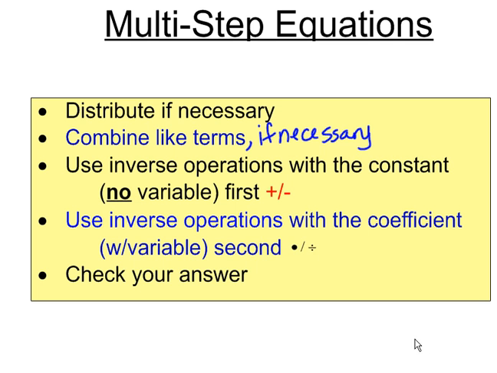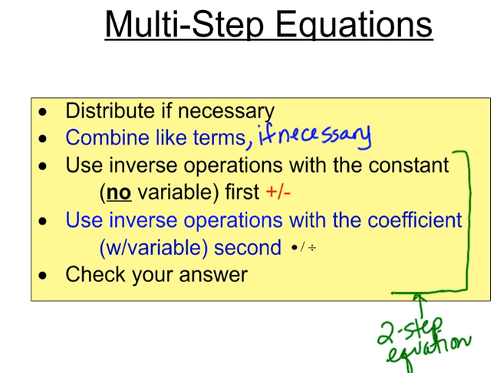Then what we want to do at that point is use inverse operations with the constant, which is the one without the variable. And we're going to add or subtract. Then we're going to do inverse operations with the coefficient of the variable term, and then we're going to multiply or divide. Now this part here is what we've been doing already, right? This is like a regular two-step equation. Nothing new.